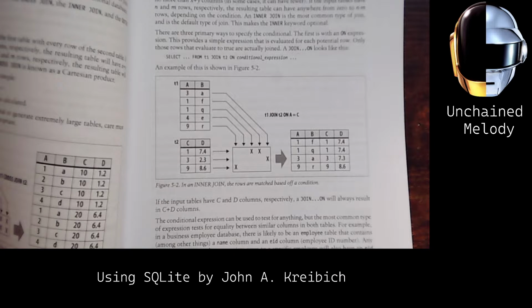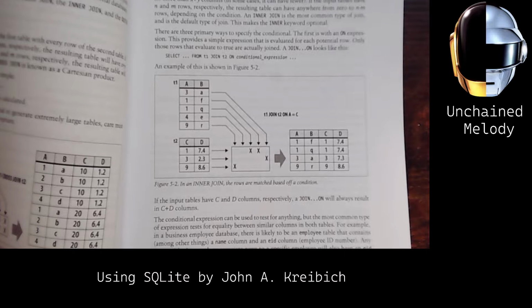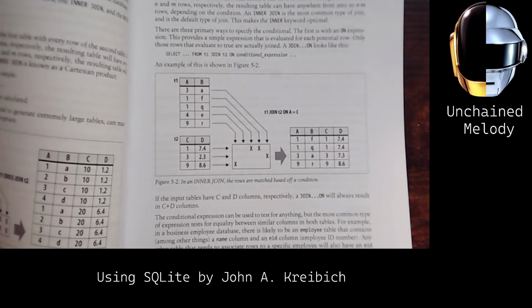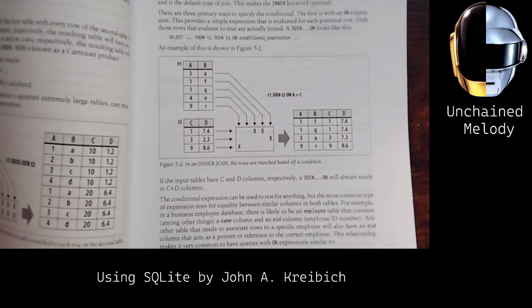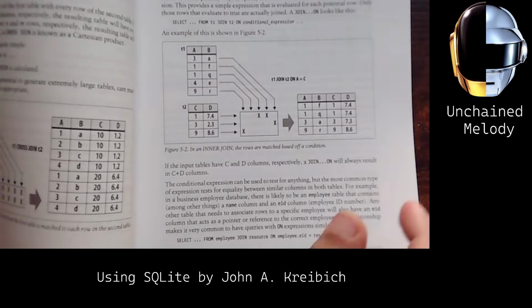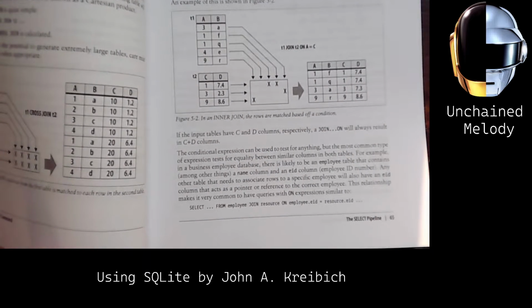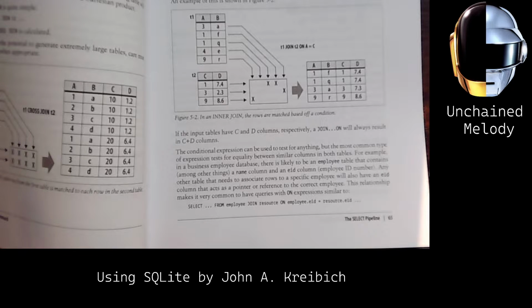So here we are joining based on whether A is equal to C. We are taking each row in T1 and each row in T2 and comparing where A and C are equal, and then outputting them in the final output. If the input tables have C and D columns respectively, the join on will always result in C plus D columns. The conditional expression can be used to test for anything, but the most common type of expression tests for equality between similar columns in both tables.